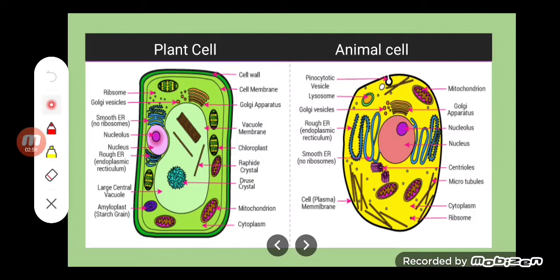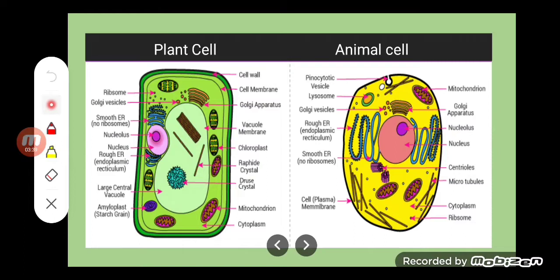Plant cells have plastids which provide color to the plant cell. Like we had studied, chloroplasts provide green color. They contain a pigment chlorophyll which provides green color, and there are also chromoplasts and leucoplasts. Chromoplasts contain colorful pigments like orange, red and yellow, and leucoplasts are colorless. But you cannot find any pigment in this animal cell.